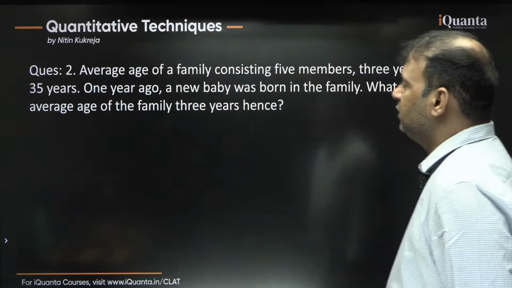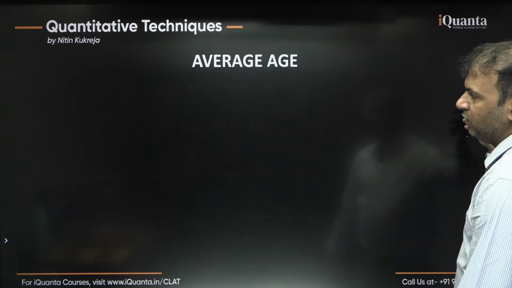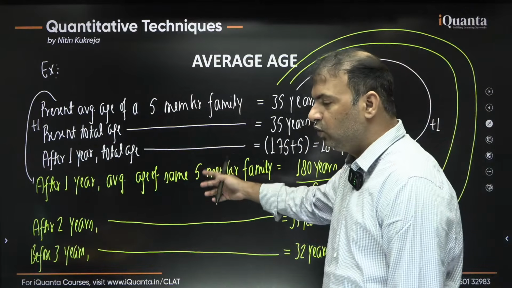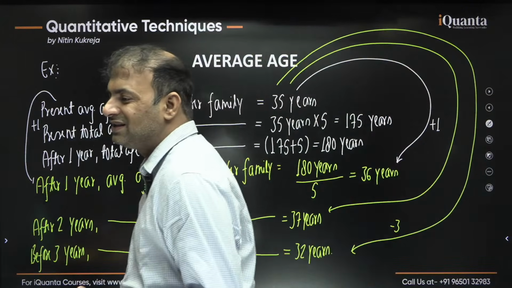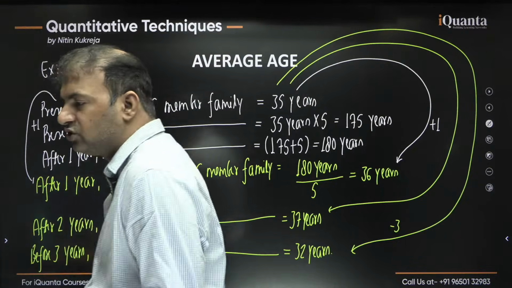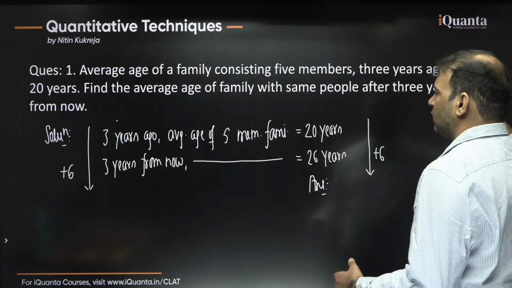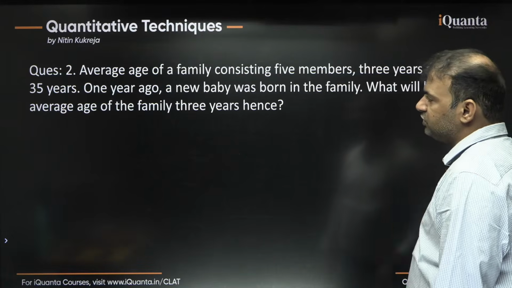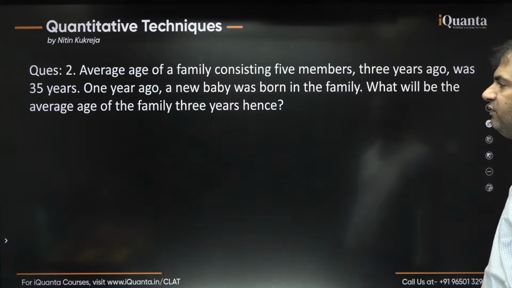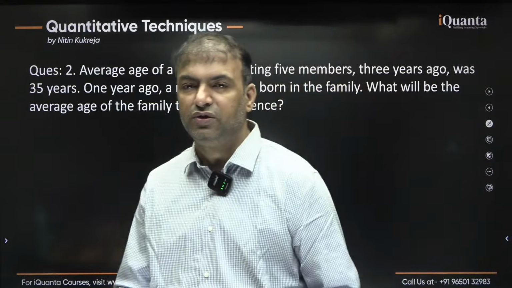Okay, so guys, I'm sure you remember I told you the concept of changing the average age, but I told you that this concept works only when the number of members remains the same. If the members are changing, then this concept will not work. So in this question, you see that the members are changing. One new baby is getting born in the family, so obviously the members are changing. That's why this concept is not going to work directly.